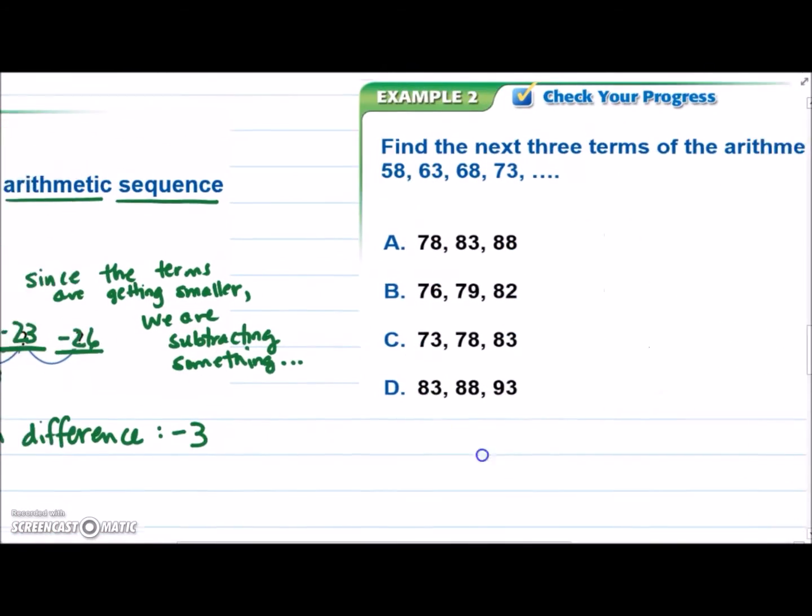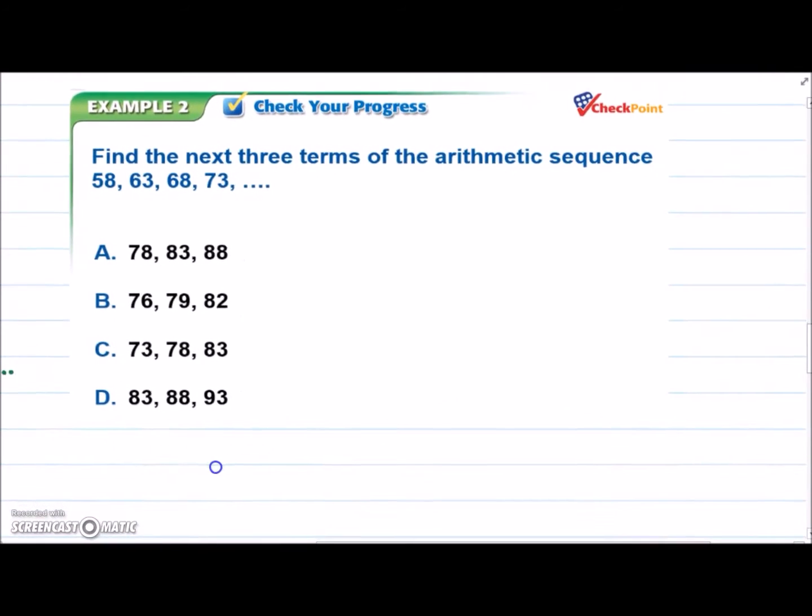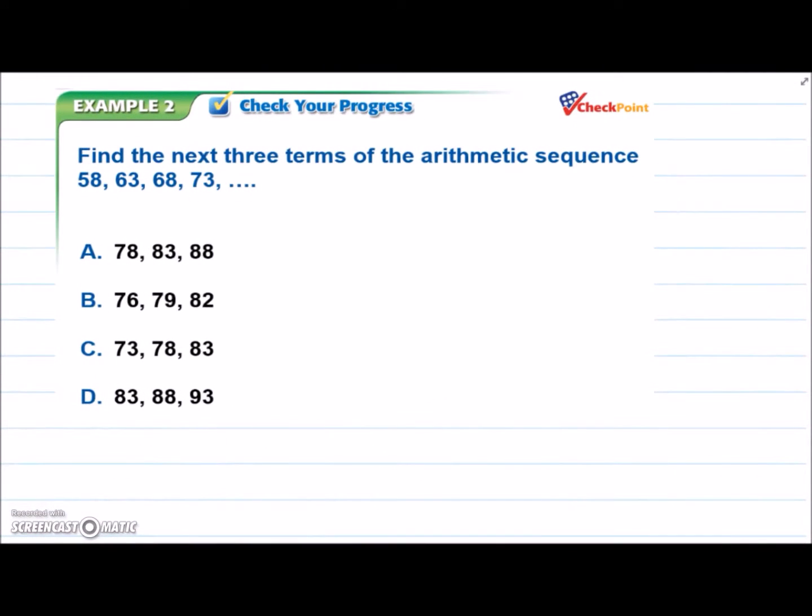All right. I'm going to give you a moment to do this problem. It says find the next 3 terms of the arithmetic sequence 58, 63, 68, and 73.